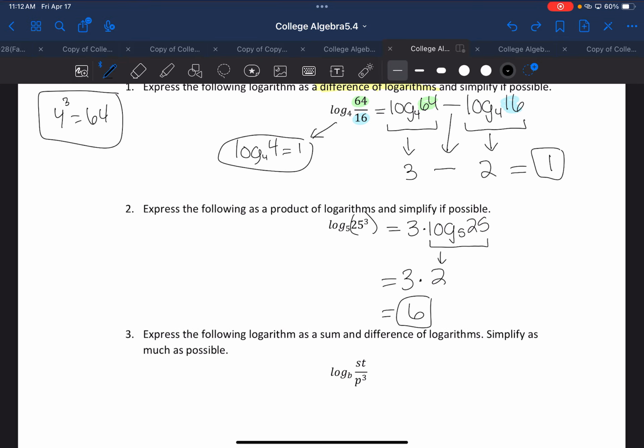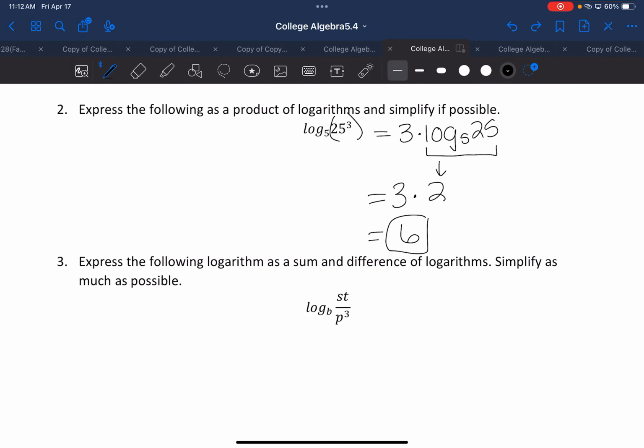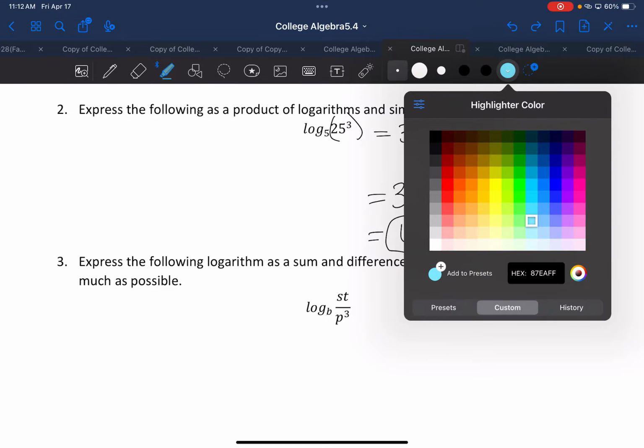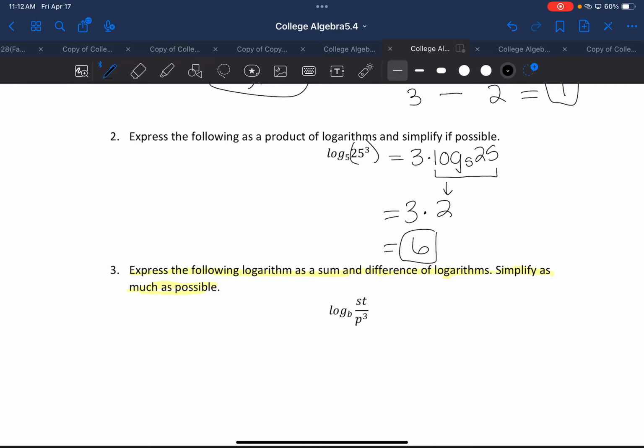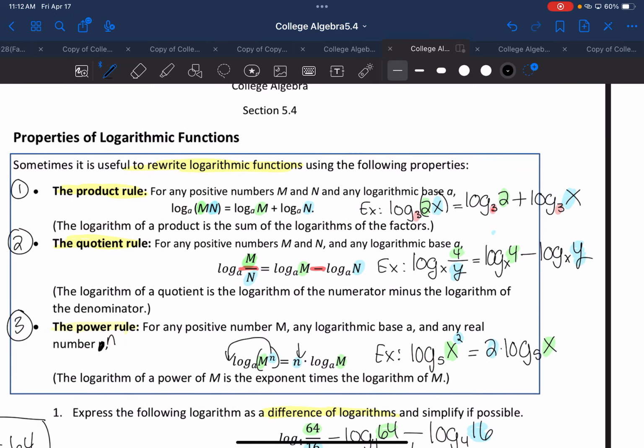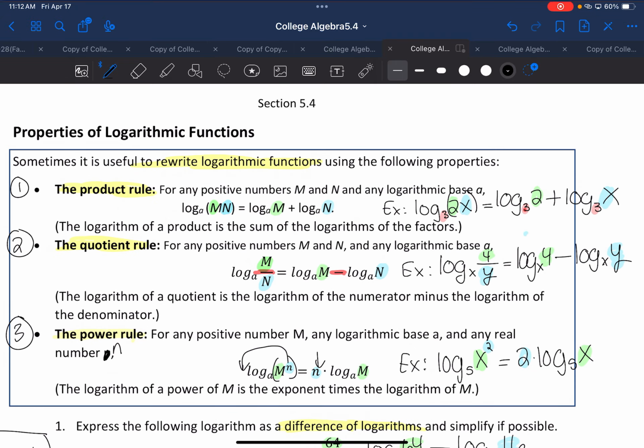All right, so 3. We're getting a little bit trickier here now. 3 says to express the following logarithm as a sum and difference of logarithms and simplify as much as possible. Now, this is how they will say it in Pearson. This will be your instructions. And when it says to simplify as much as possible, it means that you need to expand this as much as possible until there's no more of these rules that you can use.